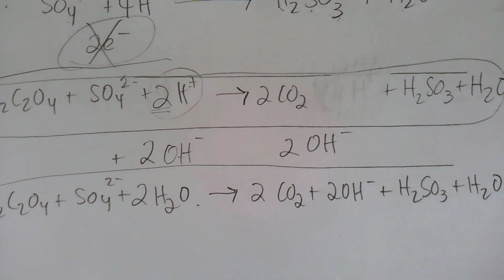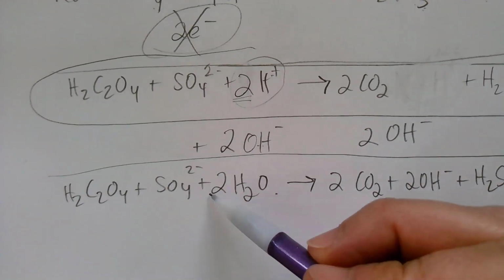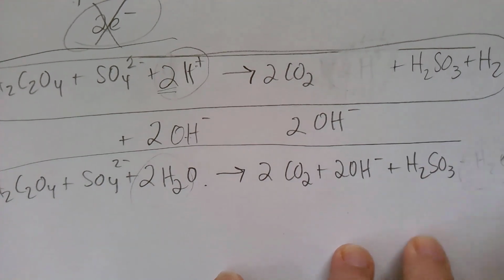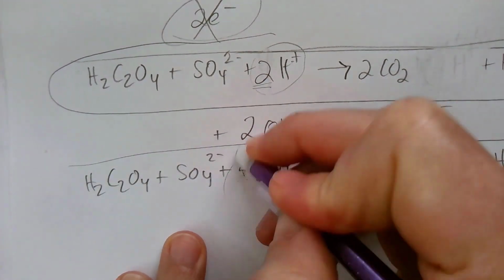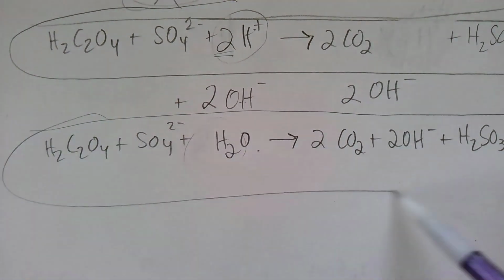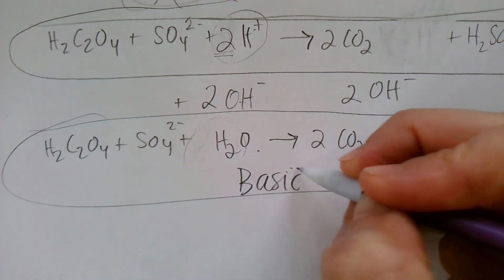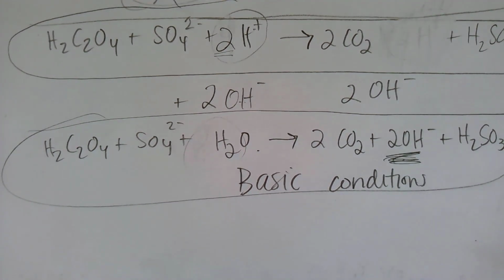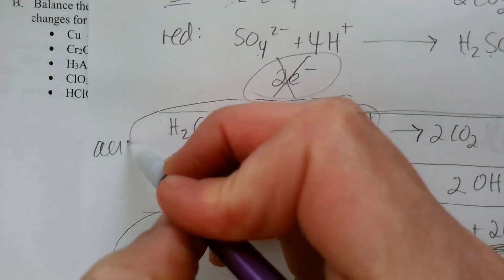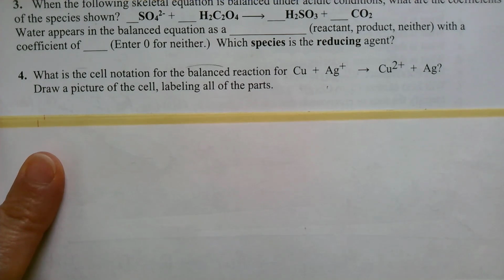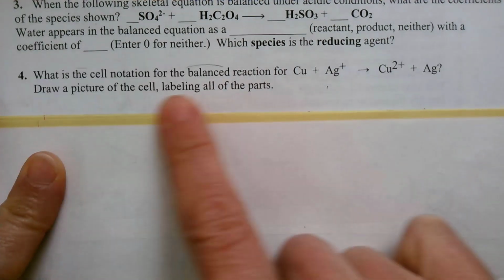And we would look at this and go, oh, I have 1 water on the right, 2 waters on the left. So that can reduce. Get rid of 1 water on the right, get rid of 1 water on the left. So just go from 2 waters to 1 water. Now this would be our basic conditions. Basic, there's hydroxides. Acidic, there's H pluses.